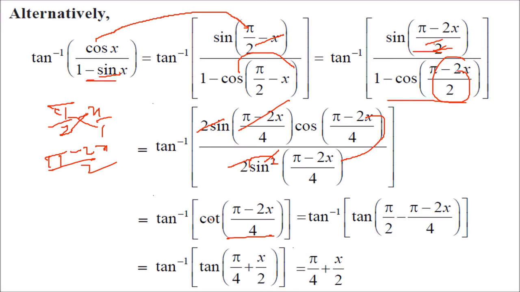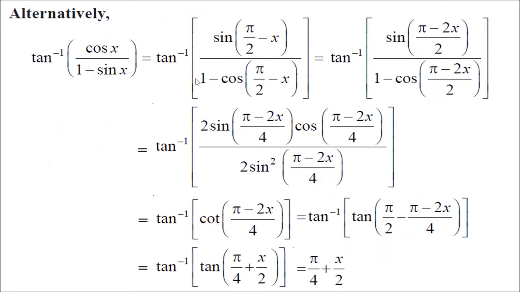Since this is cot, you want to change it into tan so that you can cancel out tan and tan inverse. So this becomes, because you know tan pi by 2 minus theta is cot theta. So for this cot, you can write tan pi by 2 minus theta. Tan inverse gets cancelled. This is pi by 2 minus pi minus 2x by 4. You solve it, you get pi by 4 plus x by 4.